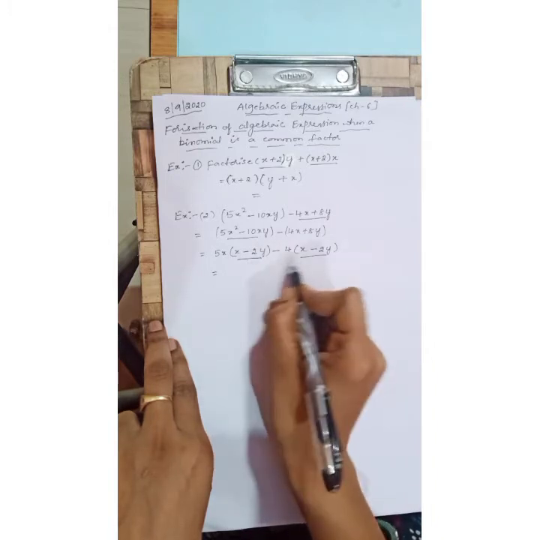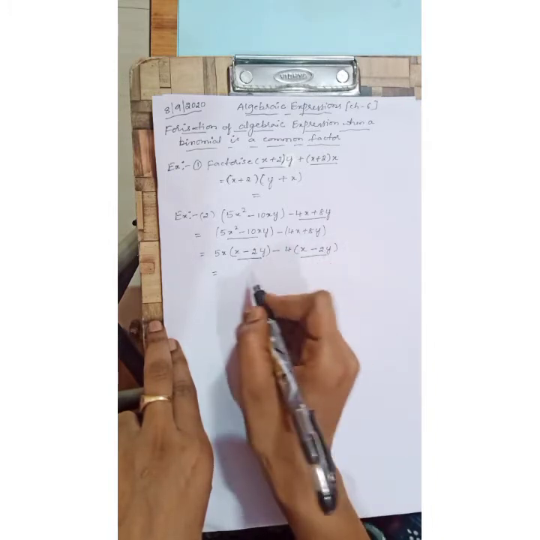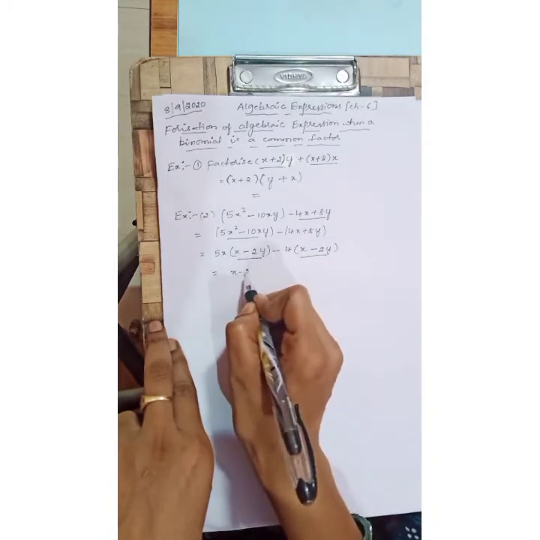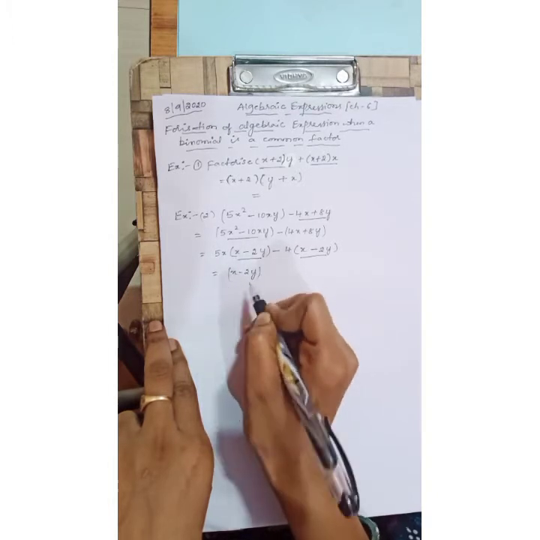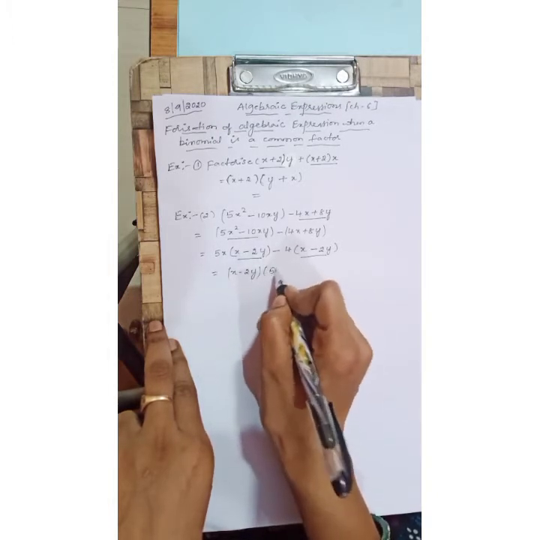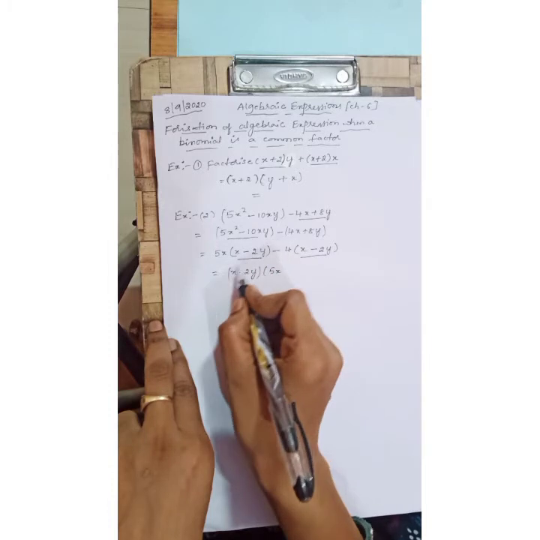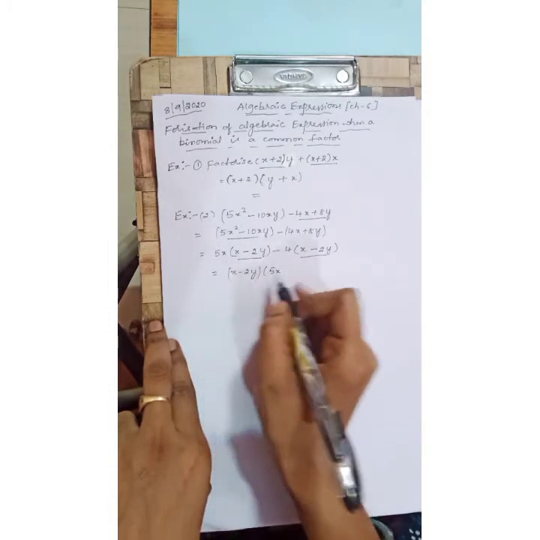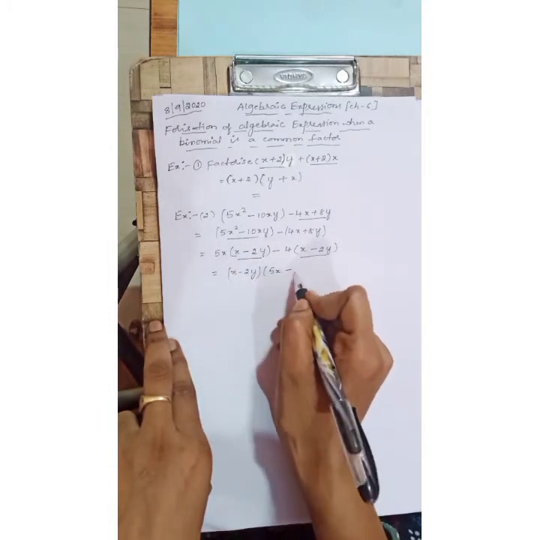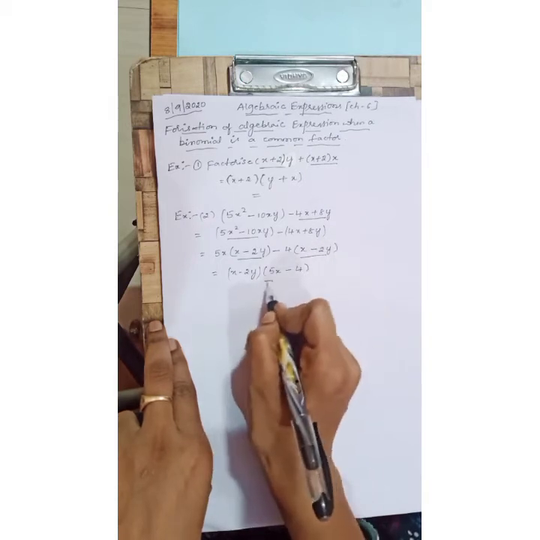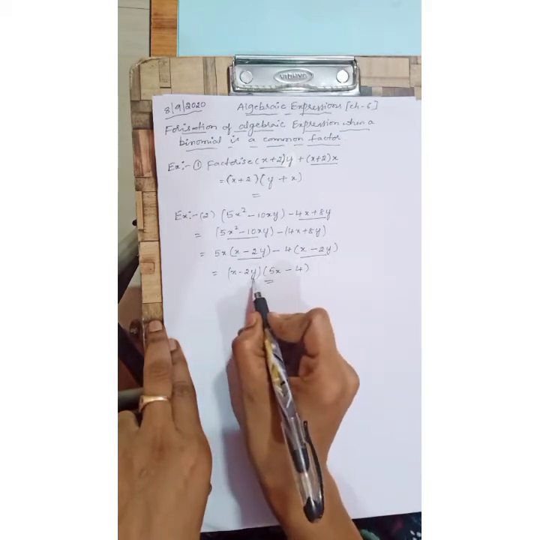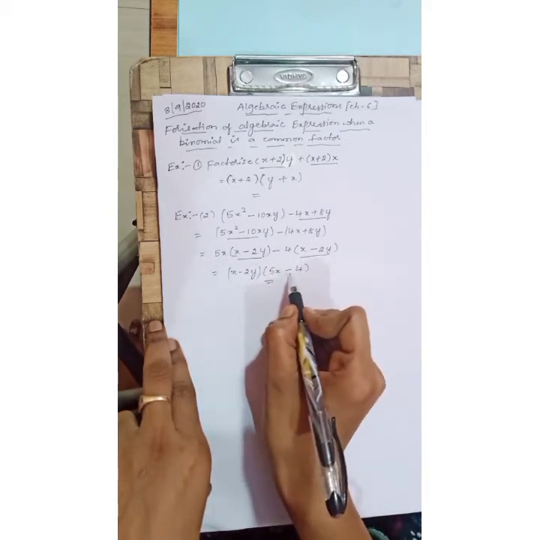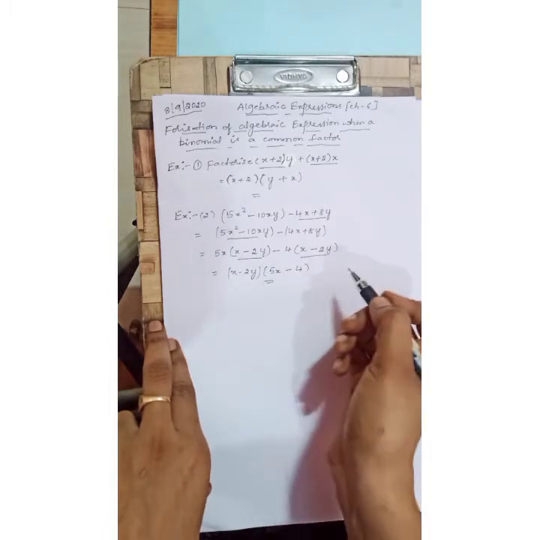In both the terms we can see x − 2y is common. So let us take x − 2y as a common factor. We are left with 5x, since x − 2y has been taken common, and minus 4. Therefore the answer is (x − 2y) into (5x − 4). Next, let us solve the worksheet.